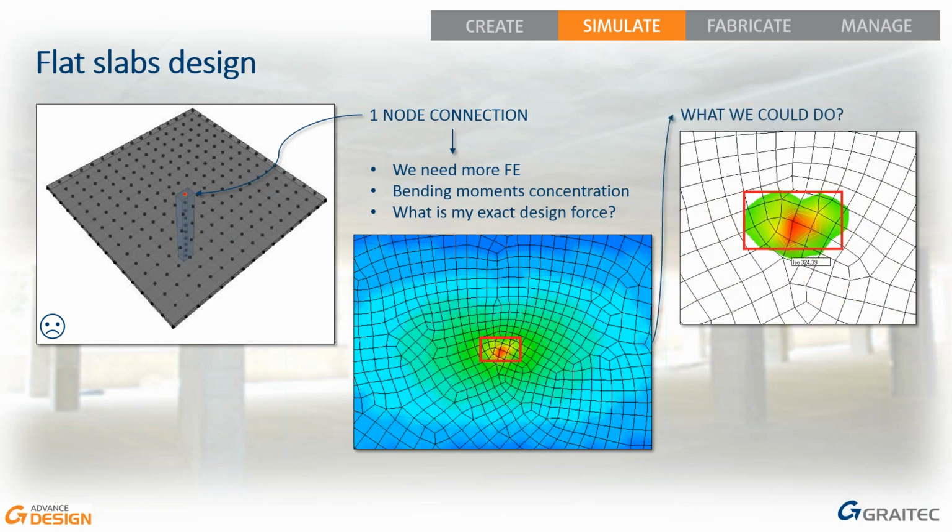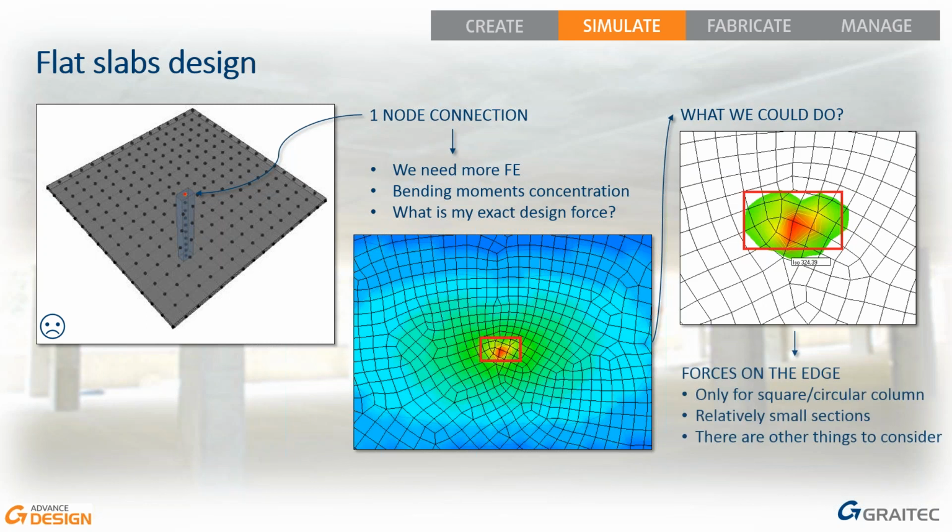At the first attempt, you could just check the forces on the edges of your column, but this is really limited to several cases, like you need to have a particular cross-section shape, so the column can be only square or circular. The cross-section needs to be relatively small, so you can just check the force on the edge like it's 2 meters away from your central node. And there are other things to consider, and by that I mean not only the forces in the slab matter, but also the forces in, for example, columns.